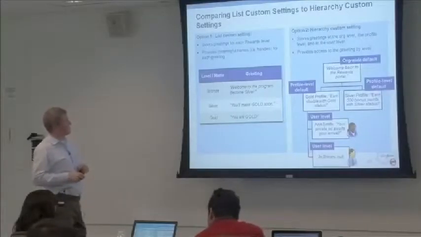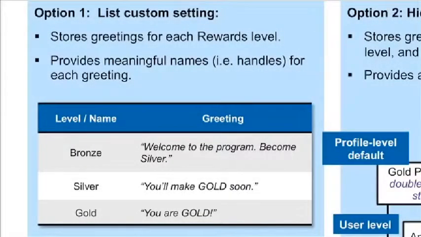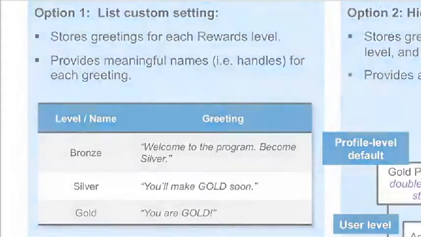But here is an example of the list. Here we have bronze, silver, and gold. So maybe we have something like a rewards program, and there's a greeting associated with each of these different levels. And so what you'd do is you'd say, oh, okay, fetch for me the silver level message, and now let's display that message.